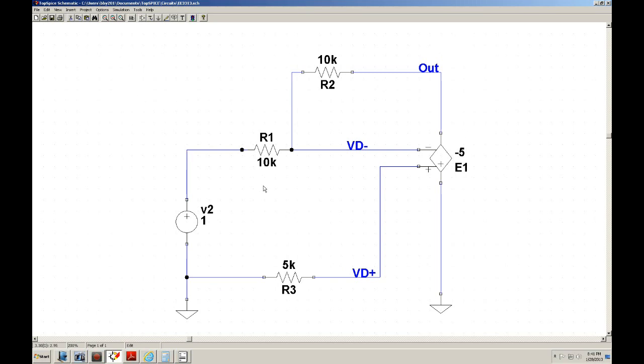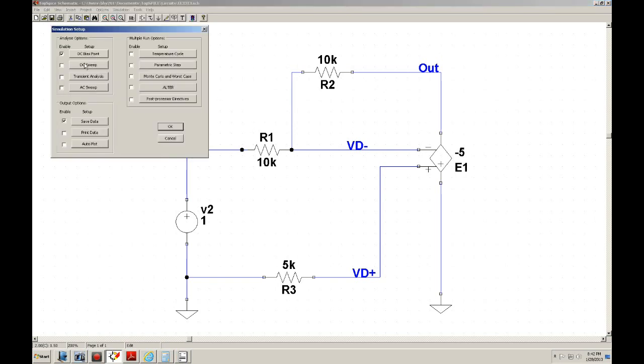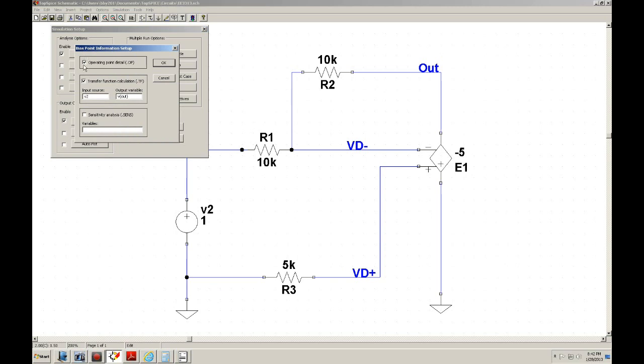Now to do that analysis, we go to simulation, we go to setup, and you should have something very similar on whatever simulator you're using. This happens to be TopSpice, and it's very similar to PSpice. You should have a DC bias point. So I'm enabling the operating DC point, and right here it says transfer function calculation. This will calculate the gain from the input to the output, but it would also calculate the input impedance and the output impedance.